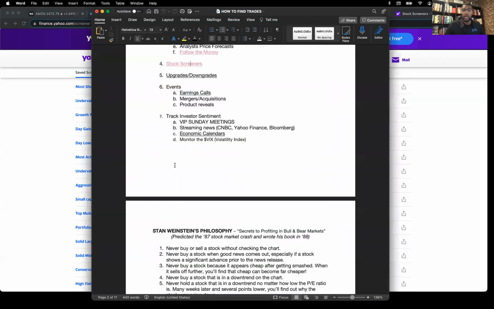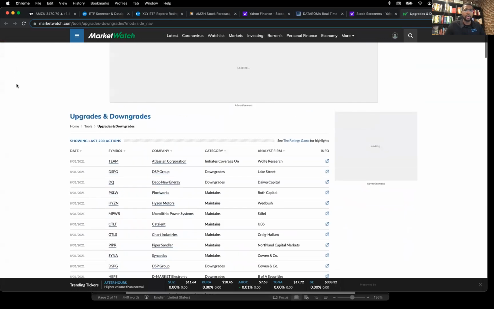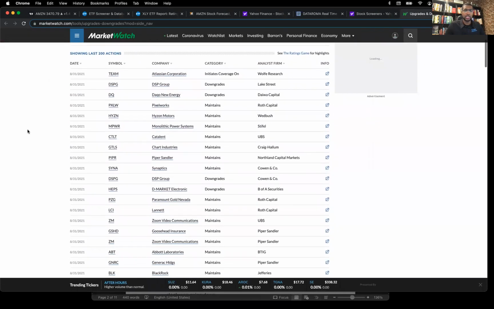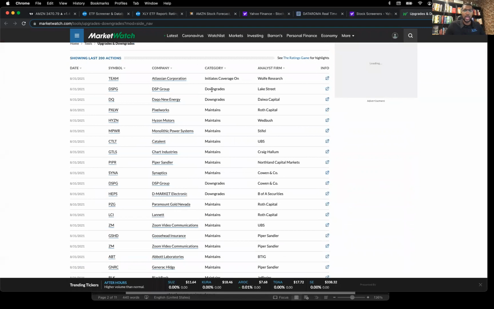And then we have upgrades and downgrades. Daily upgrades and downgrades are coming at you from all kinds of different platforms, but MarketWatch is a good one for you to check out. If you go to marketwatch.com, you can look up the upgrades and downgrades, and you can see that every single day there's a good amount of them, and you can see what happens with each individual stock as they get upgraded or downgraded.